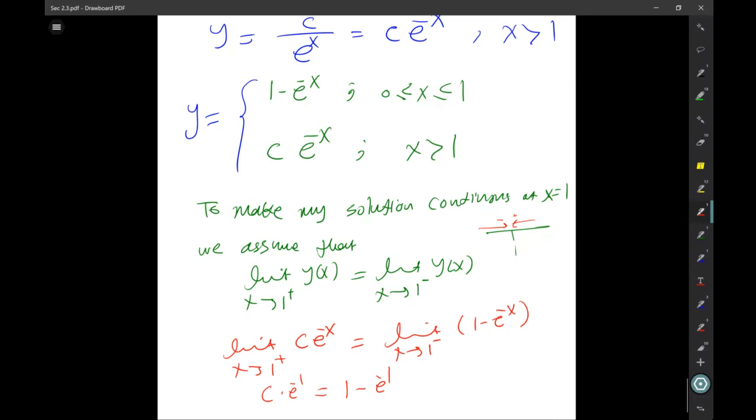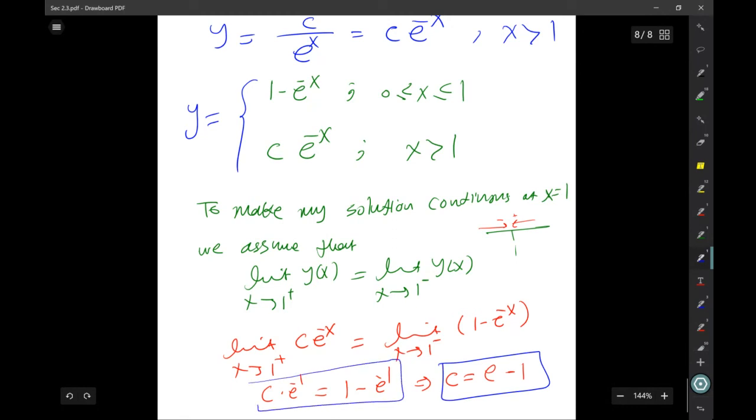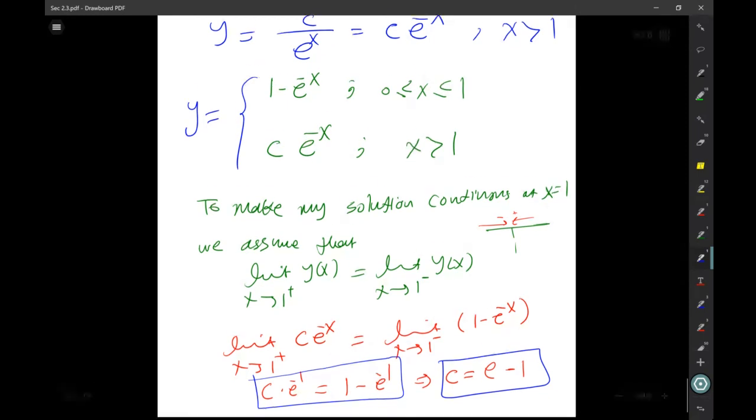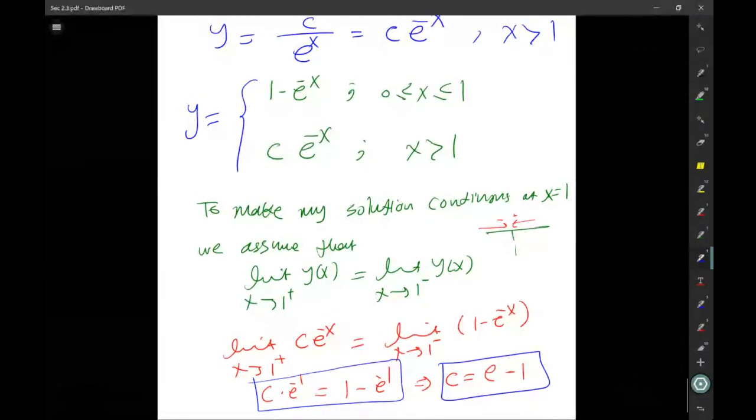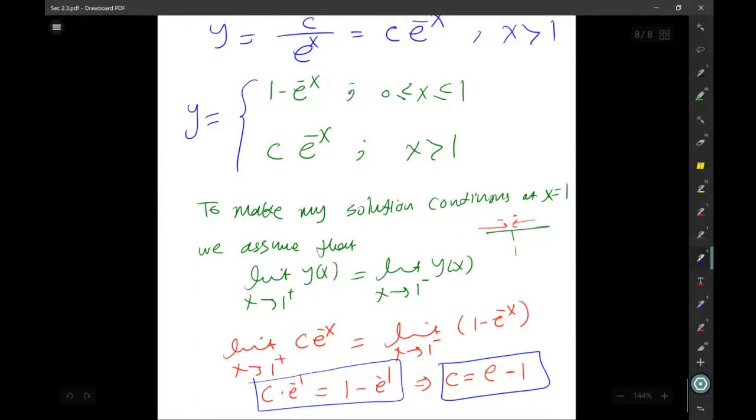And multiplied both sides by e, you will get the value of c. The value of c is equal to e minus 1. How? Just multiply this equation here by e, both sides. So the constant c, just go back and substitute it here. You will get a continuous solution at the value x equal to 1.